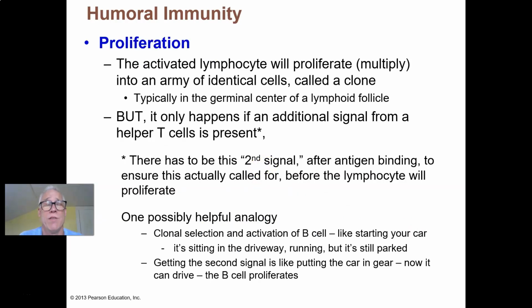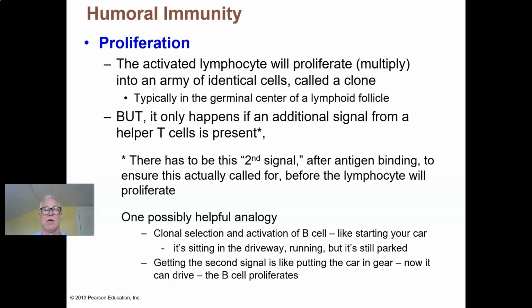Once that happens, the B cell becomes activated, and if there's a signal present from a helper T cell saying, yes, this is actually an infection, we have some corroborating evidence that this is the real deal, and we do want you to go forward with this process, then that lymphocyte will proliferate. It'll just multiply by mitosis into a clone, or an army of identical cells, each one whose antigen receptor is identical to that one that we so carefully selected by clonal selection.